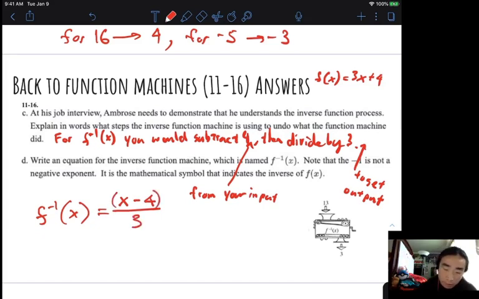Although this symbol-wise looks like the exponent, it's actually read together like this, f inverse. You wouldn't say f of the negative 1. It's read f inverse. So together, over here, there's our original function, f of x equals 3x plus 4. Here's our inverse function, f inverse of x equals x minus 4 divided by 3.